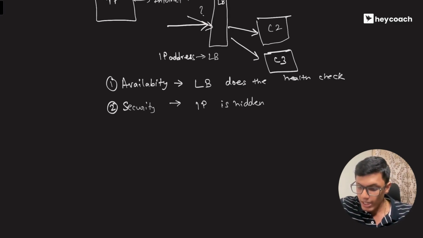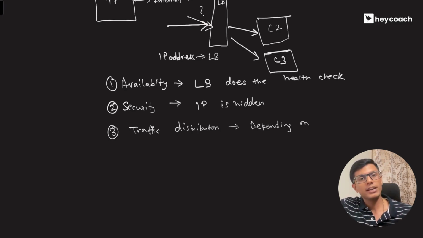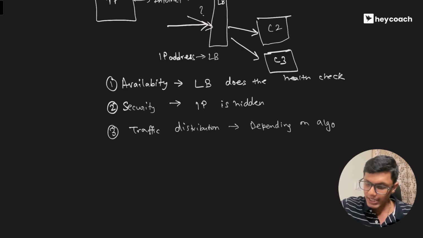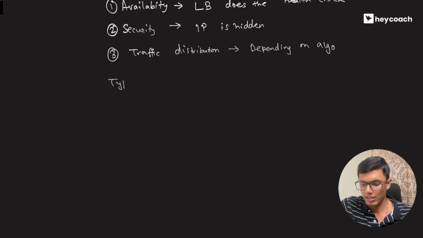And it also helps in traffic distribution. Now there could be various algorithms, and depending on what algorithm we choose, we can determine what server this particular request should be routed to.